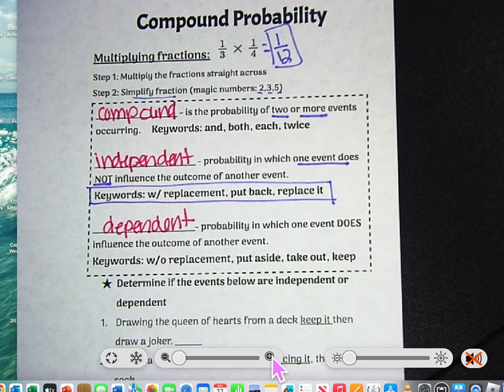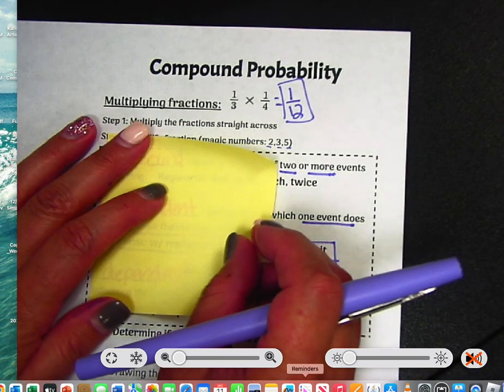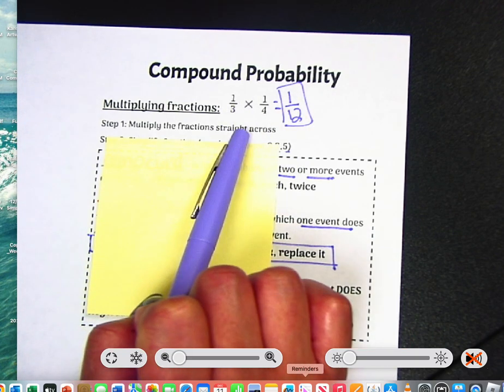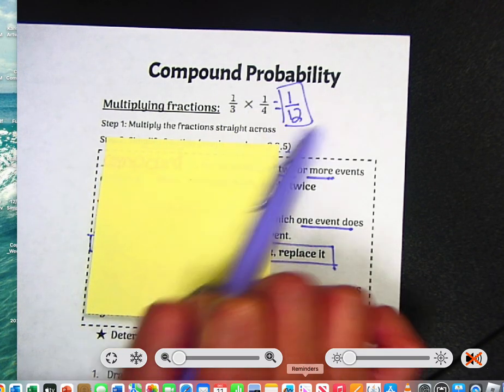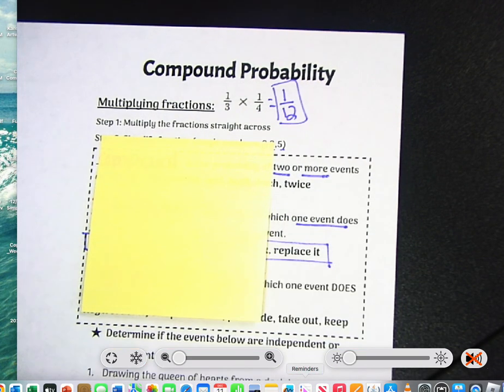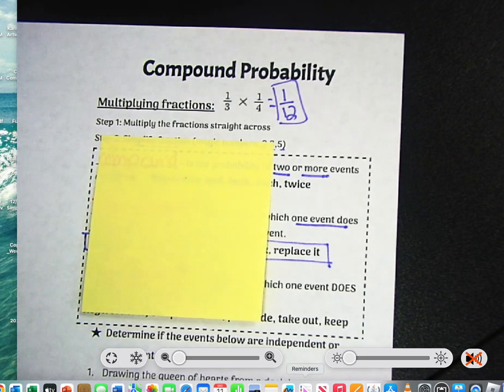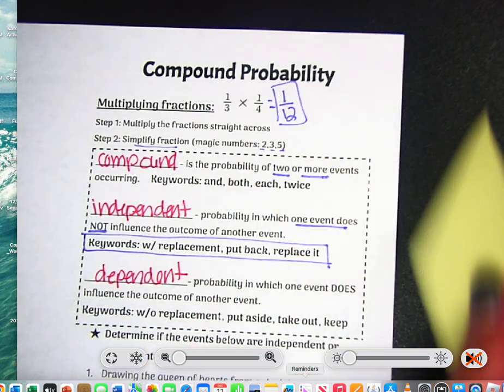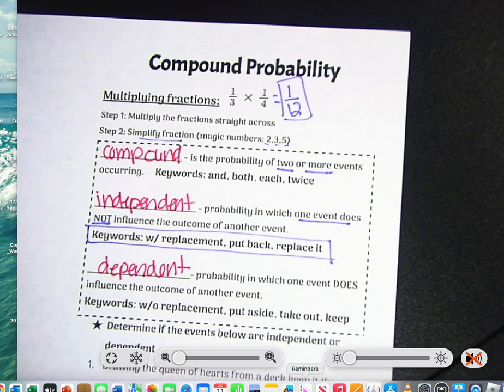Today we're going to talk about compound probability. We're going to review how to multiply fractions first. You're going to do your numerator times your numerator, denominator times your denominator. So basically 1 times 1 is 1, 3 times 4 is 12. Then you're going to see if you can simplify. This is in simplest terms because I can't divide it any further. All right, go ahead and fill in the blanks, and then we're going to talk about what they mean.